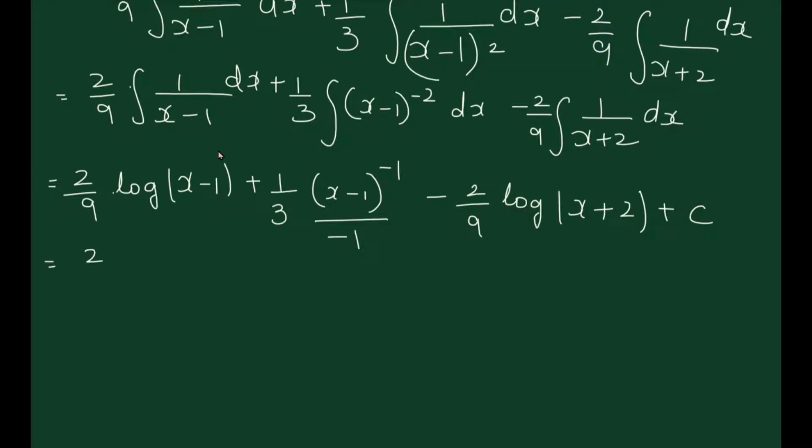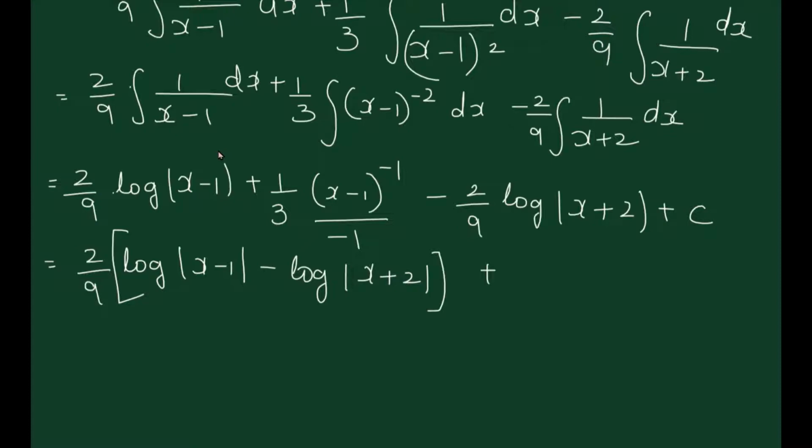We can modify this by writing 2 upon 9 common, log x minus 1 minus log x plus 2 together. Okay, and plus 1 upon 3, the c 1 upon 3. Now x minus 1 raised to minus 1 can go in the denominator. So we get 1 upon 3 x minus 1. Now into this minus 1, that minus 1 comes out over here. We can write the plus sign as a minus sign because of the minus 1. So minus becomes, okay, this way.